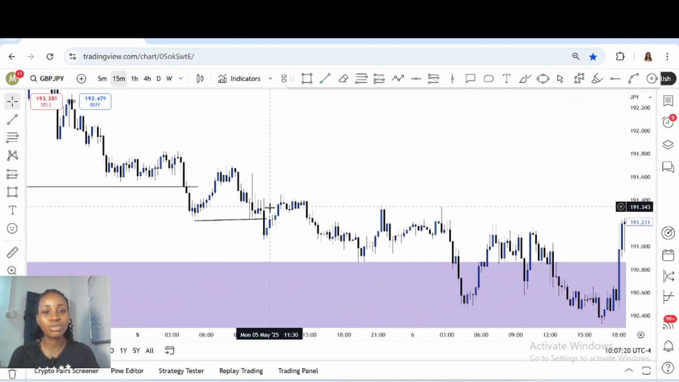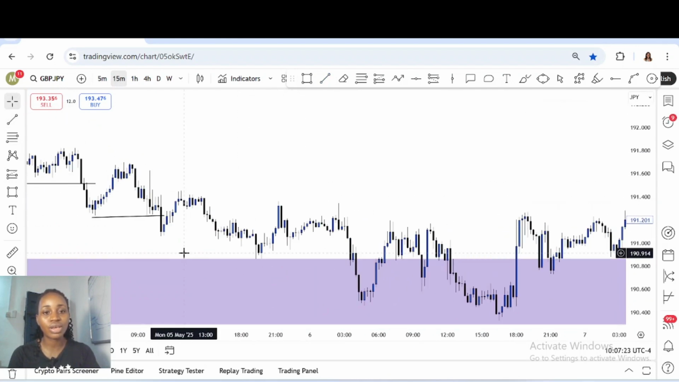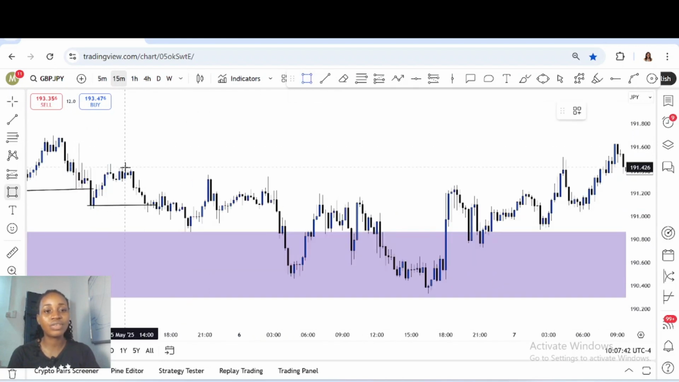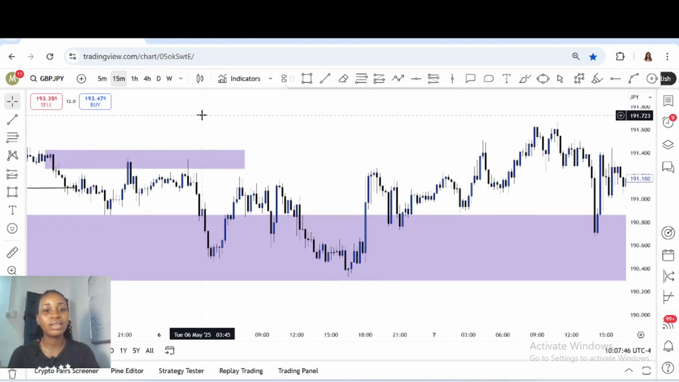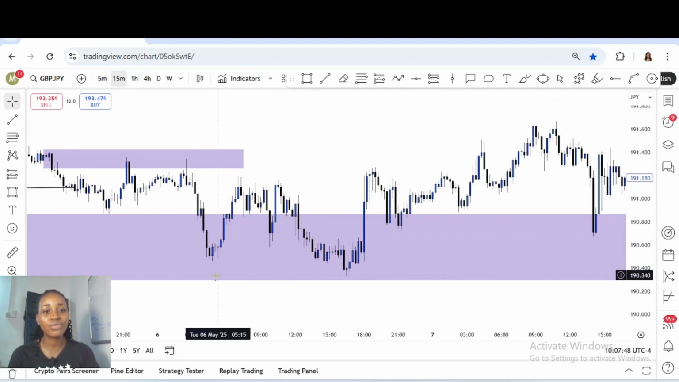Price did not get to this one. We have another break of structure here. So we have this origin here. Price traded into this origin, respected this origin, then traded into a point of interest.